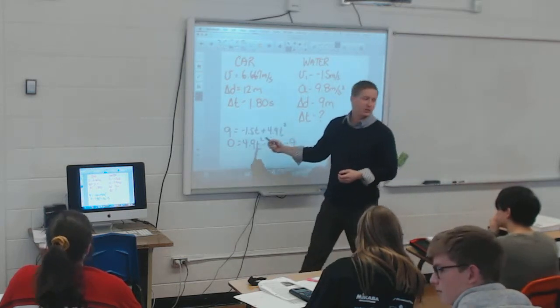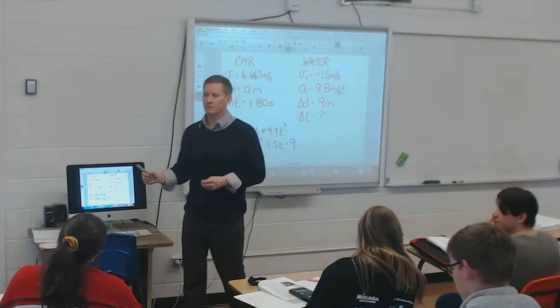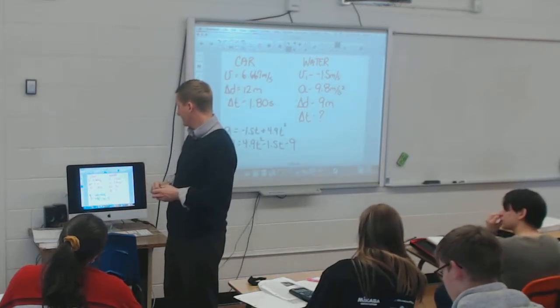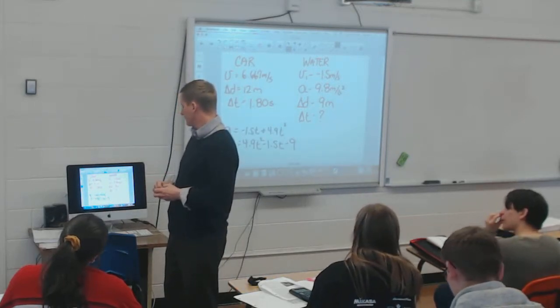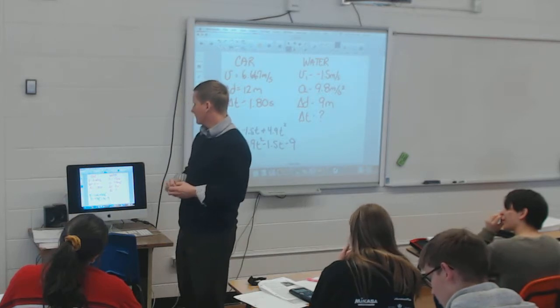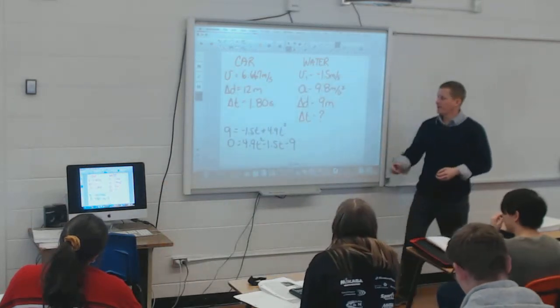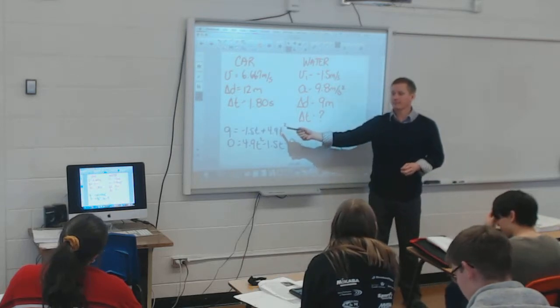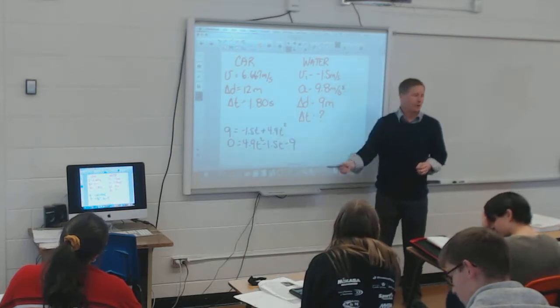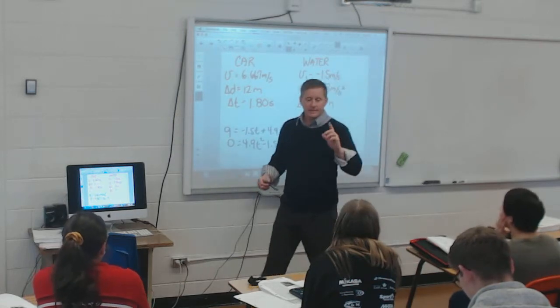So what are the options here? Can you just include the negative 9 and then put brackets around the 4.9 t squared minus 1.5 t and then take out the t? Okay, you're ahead of the game here. I would have actually done that right here. Rory's right.